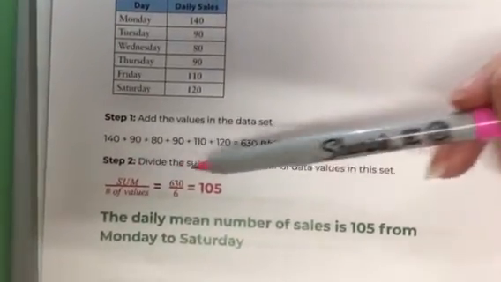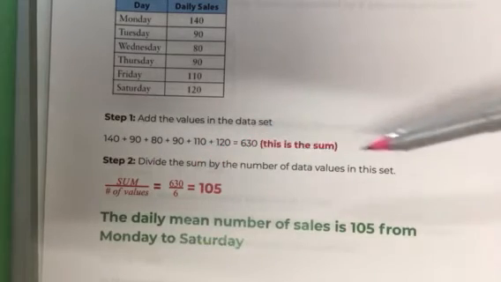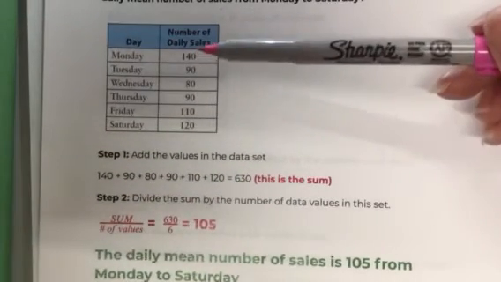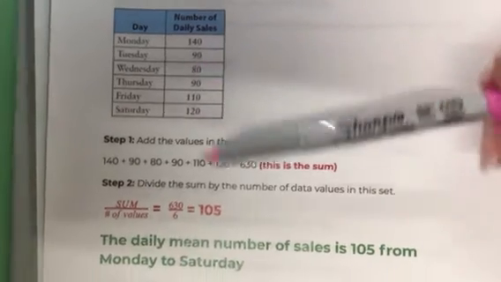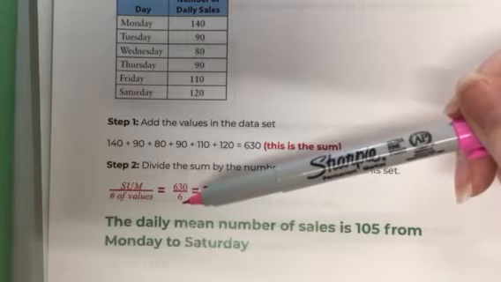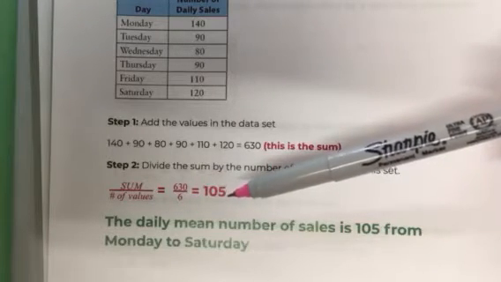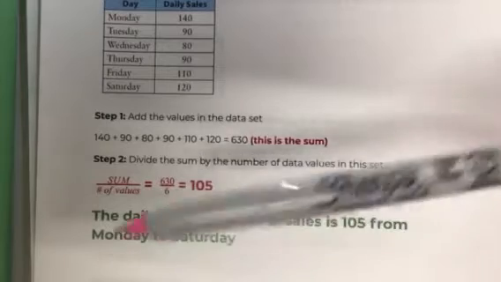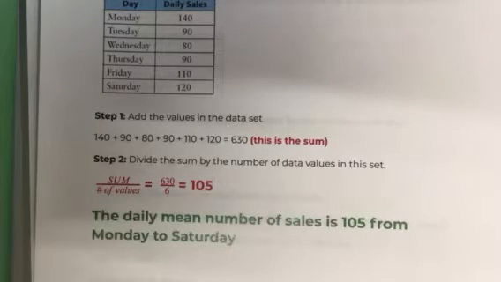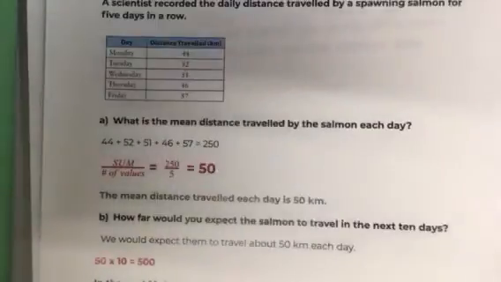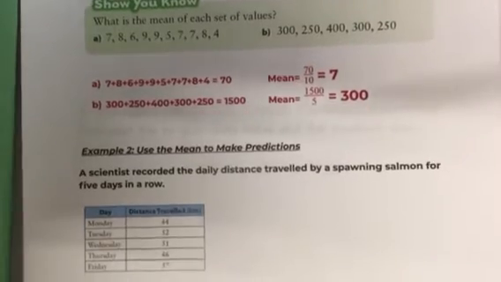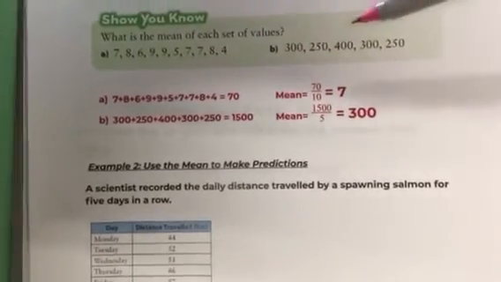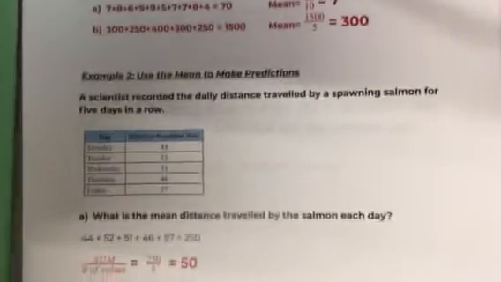Then step 2, we divide the sum by the number of data values in the set. So we have 1, 2, 3, 4, 5, 6 data points. So we take our sum and we divide it by 6. And that gives us 105. So the daily mean number of sales is 105 from Monday to Saturday. All right, so there's a show you know at the top of this page. Again, make sure that you try and do that on your own and then check your answers.